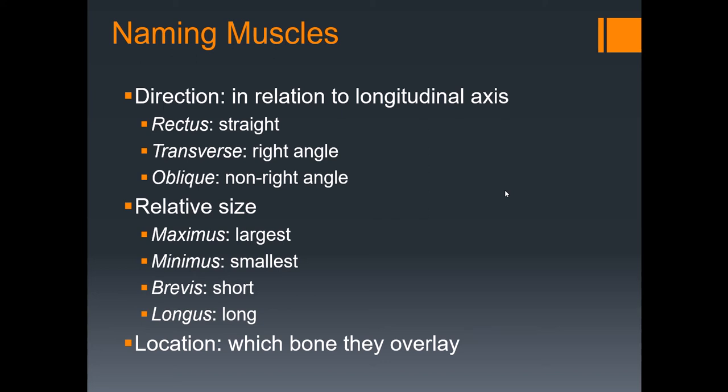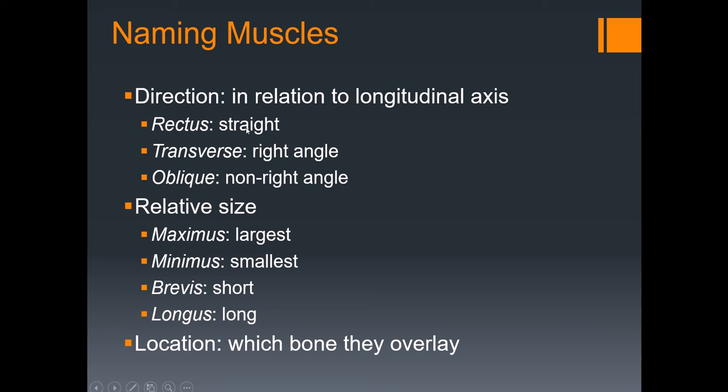We can also look at relative size. If we were to look at a particular muscle group, you have maximus muscles. Those are going to be the biggest muscle in that group. Minimus muscles are going to be the smallest muscle in that group. You also have medius muscles, which are in the middle. Brevis is the Latin word for short, so those muscles are going to be shorter than the longest muscles, which are going to be long. You can also look at the name of a muscle and determine where it is located. So for instance, you have a muscle called the rectus femoris muscle.